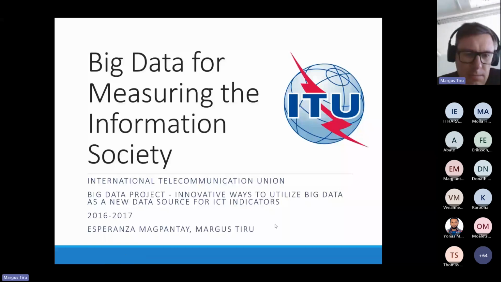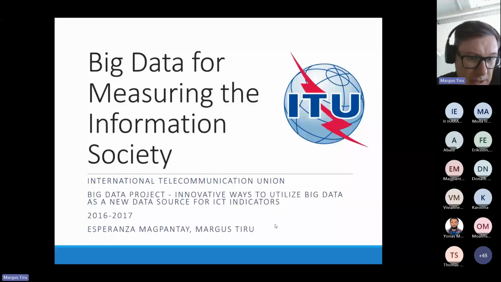So my presentation today is aimed to describe shortly the project that was conducted in 2016 and 2017 already by ITU, in which I was a technical coordinator. The project called Big Data for Measuring the Information Society. Now, this was a pilot project to find innovative ways to utilize big data as a new data source for ICT indicators.